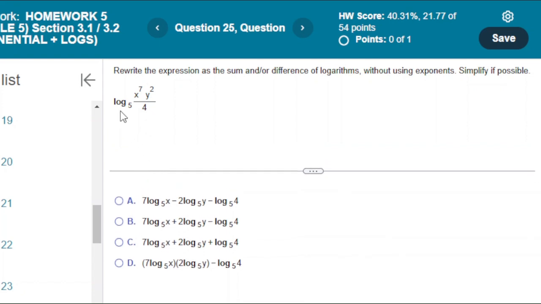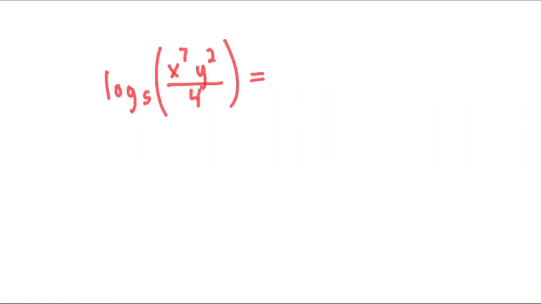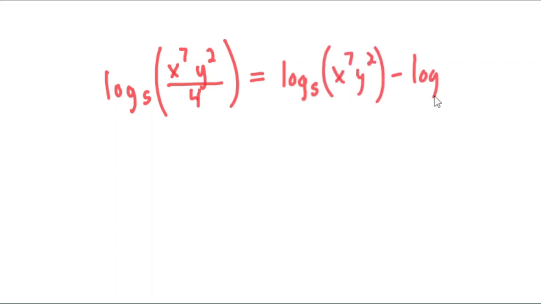Okay, this one is similar. We have log base 5 of x to the 7th y squared over 4. So we want to rewrite this. Rewrite the expression as the sum and or difference of logarithms without using any exponents and simplify if possible. Okay, we have log base 5 of this over this. So we have a quotient inside here. We can use the quotient property of logarithms. This is log base 5 of the top minus log base 5 of the bottom. We have log base 5 of x to the 7th y squared minus log base 5 of 4.